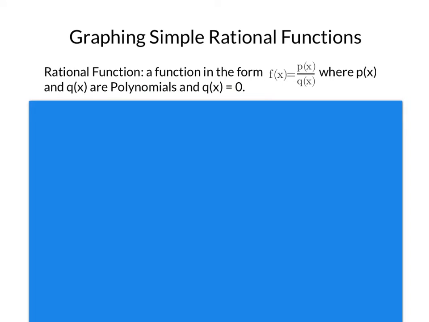A rational function is a function in the form of f of x equals p of x divided by q of x, where p of x and q of x are polynomials and q of x is not equal to 0. Please take a moment to pause this video and record the definition.